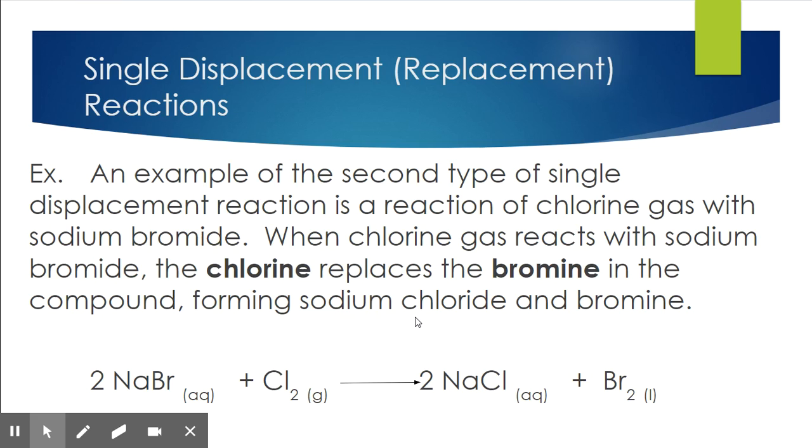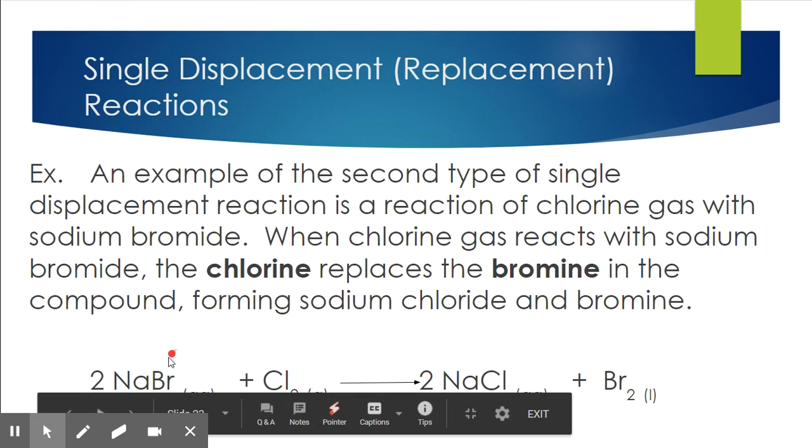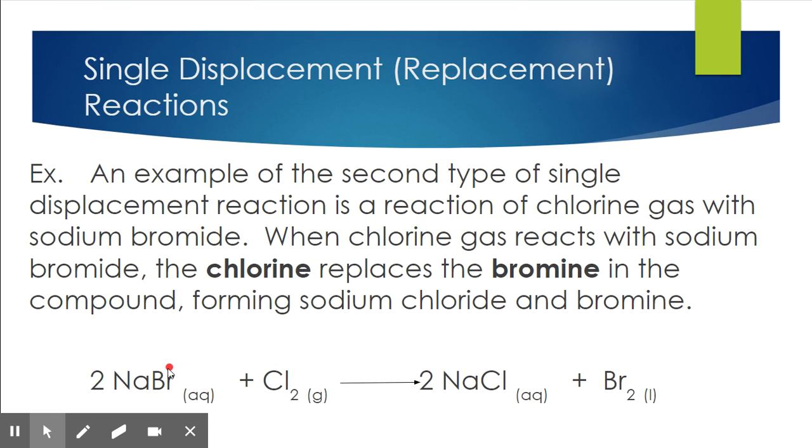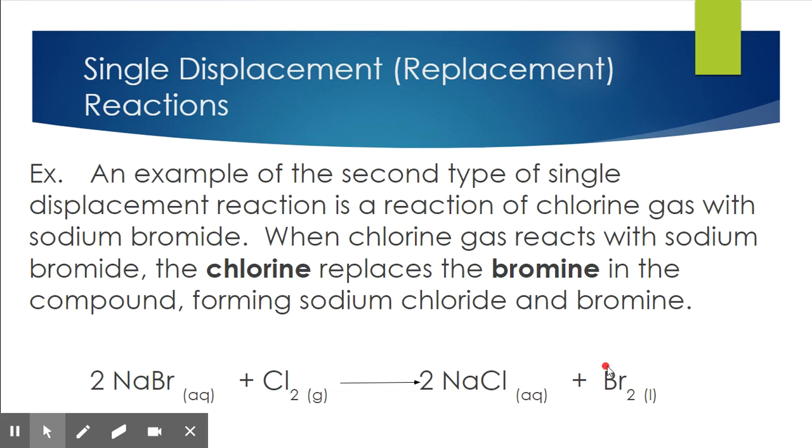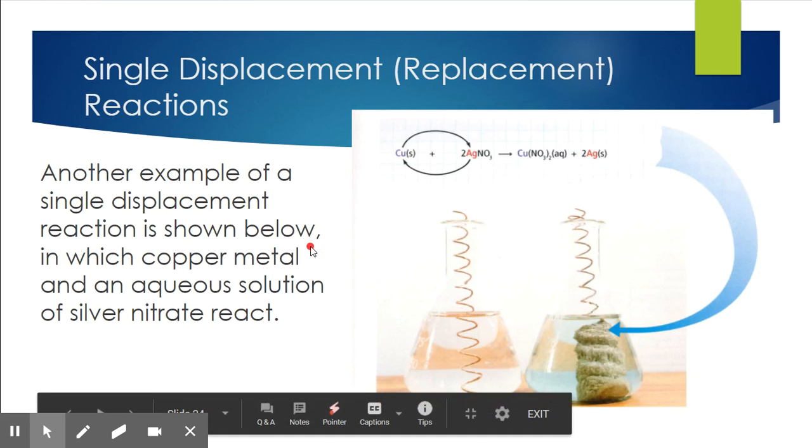An example of the second type of single displacement reaction is a reaction of chlorine gas with sodium bromide. Okay, when chlorine gas reacts with sodium bromide, the chlorine replaces the bromide in the compound, forming sodium chloride and bromine. So again, you have bromide and sodium together, right? Bromide and chlorine are going to switch, so now it is sodium chloride and bromine, rather.